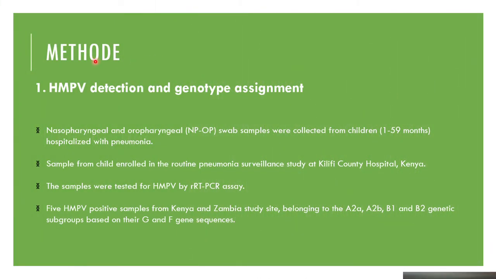In this study, we have 3 methods. I will start with the first method. The first method is HMPV detection and genotype assignment. Nasopharyngeal and oropharyngeal swab samples were collected from children aged 1 to 59 months old hospitalized with pneumonia. We got these samples from Kilifi County Hospital, Kenya. The samples were tested for HMPV by RT-PCR assay.